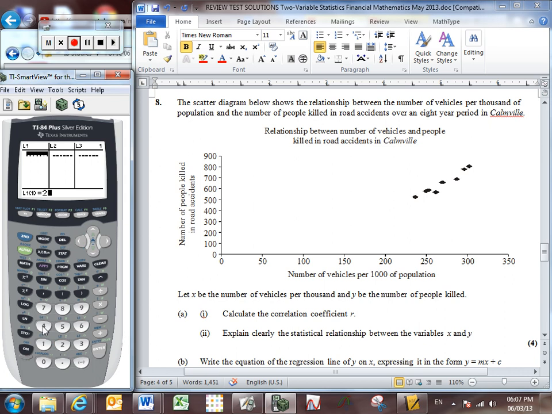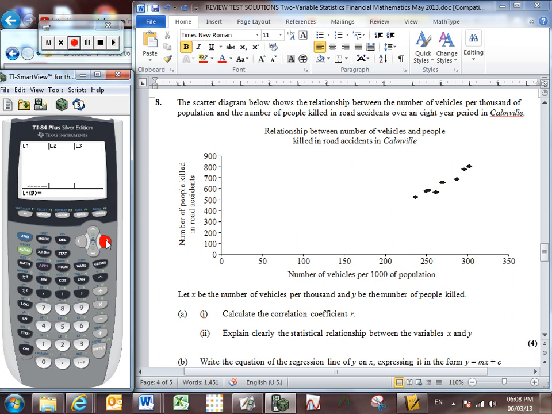So 245, and then maybe 250, and let's say 253, 260 maybe, 275, 290, 300. Maybe the first one's actually a little lower, so 297 and then 300.